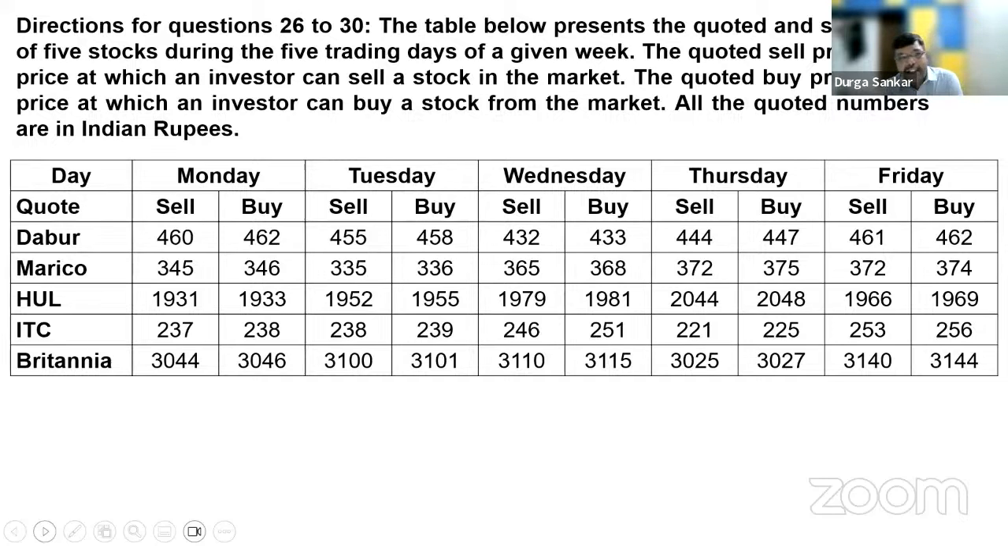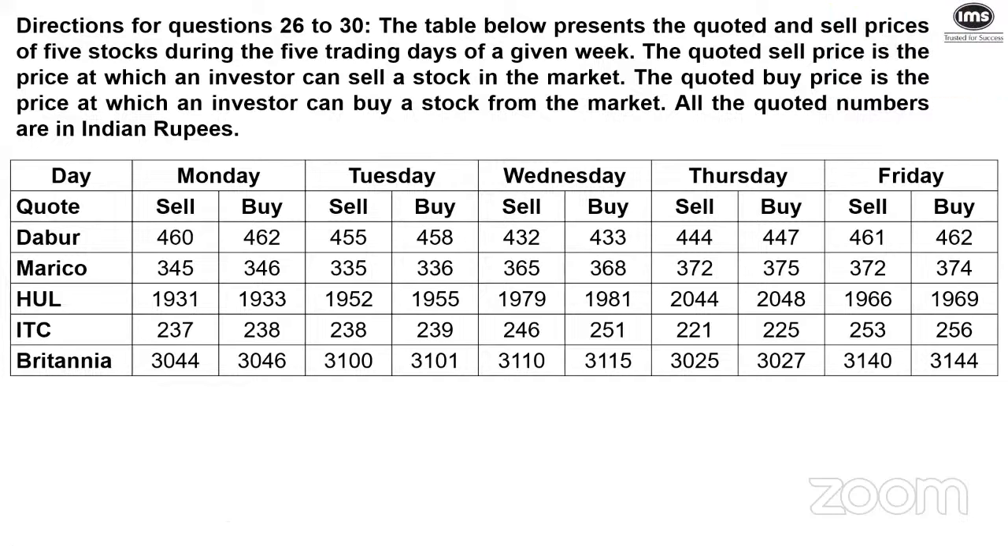So let's see what is the data given here. The table below presents the quoted buy and sell price of 5 stocks during 5 trading days of a given week. The quoted sell price is the price at which an investor can sell a stock in the market. The quoted buy price is the price at which an investor can buy a stock from the market. All the quoted numbers are in Indian rupees.